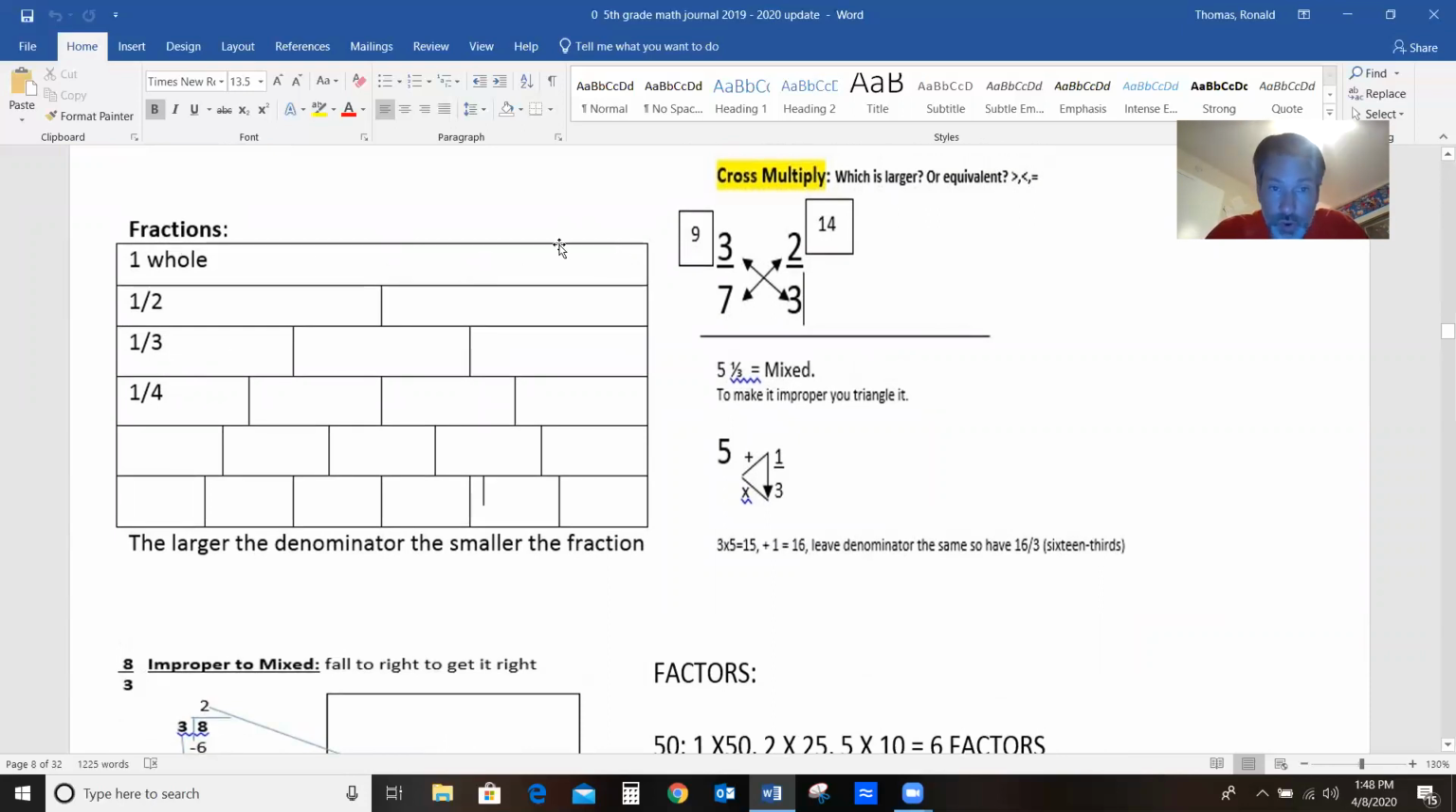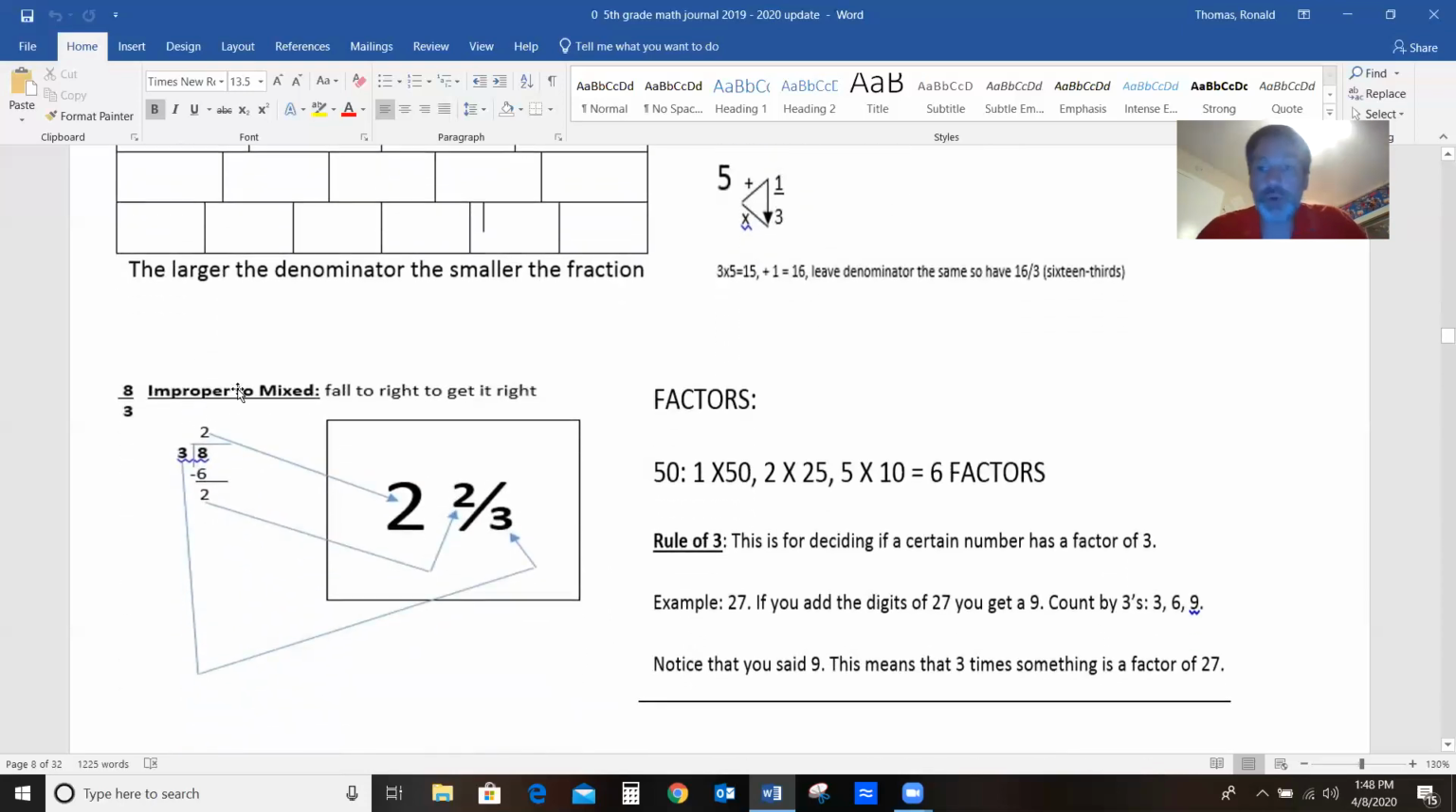A whole is the whole thing. A half, 2 pieces. A third, 1/3, 2/3, 3/3. 1/4. We can pause this if you need to. 1/5. 1, 2, 3, 4. 1/6. The bigger the bottom number, the smaller it gets because you're cutting it tinier and tinier. The larger the denominator, the smaller the fraction.